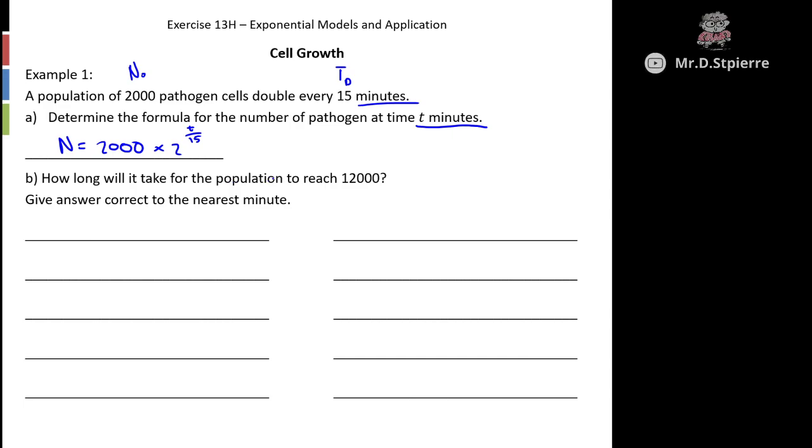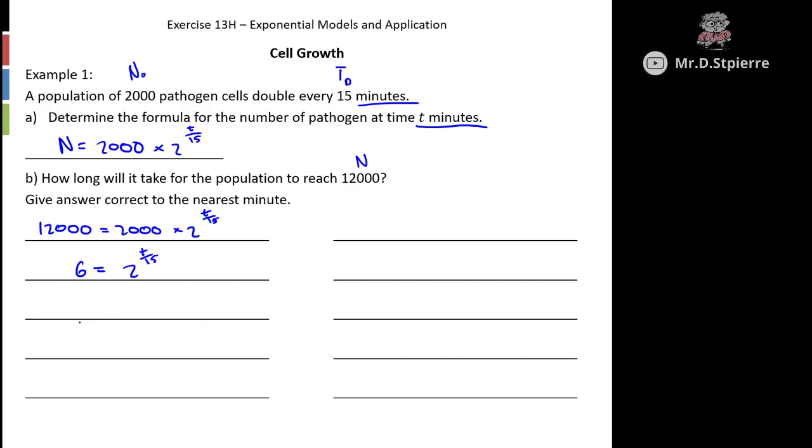How long will it take for the population to reach 12,000? So that is our final amount. Give your answer correct to the nearest minute. Actually, we're given n, we're trying to find the time. So we get 12,000 is equal to 2,000 times 2 to the t on 15. We can divide both sides by 2,000, so we end up getting 6 equals 2 to the t on 15.